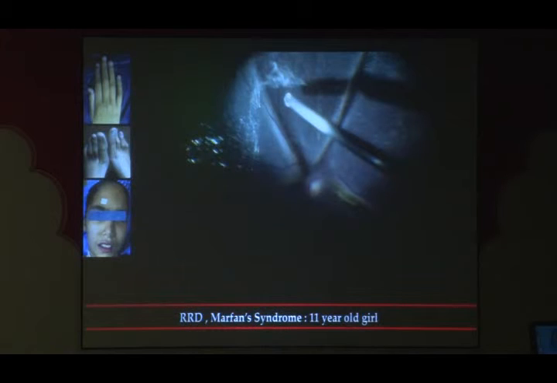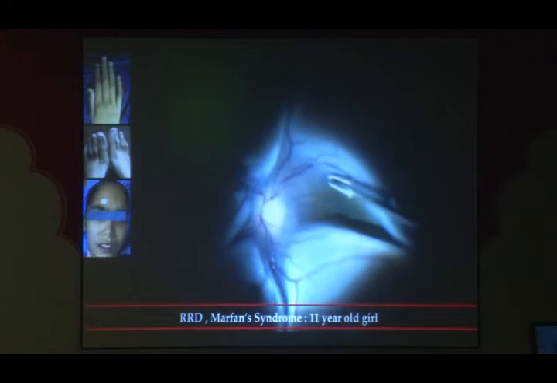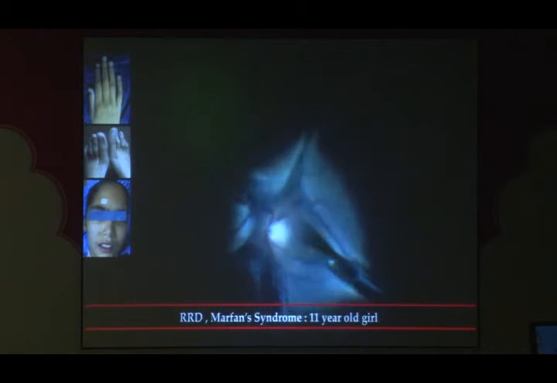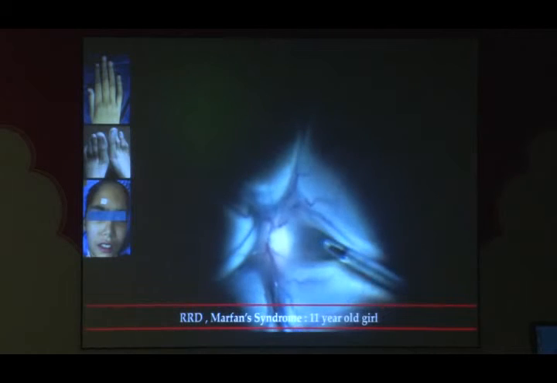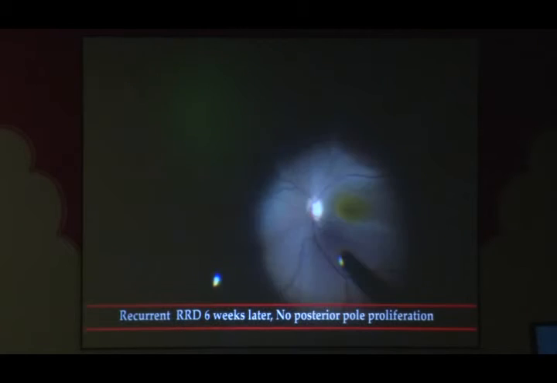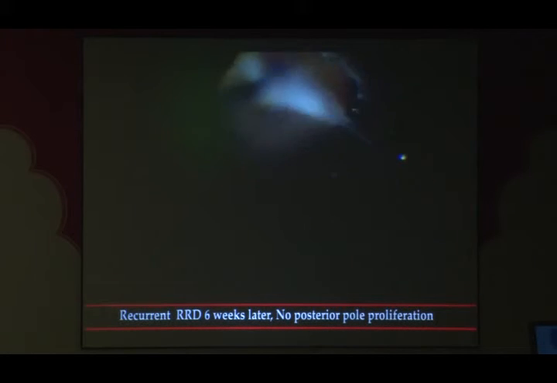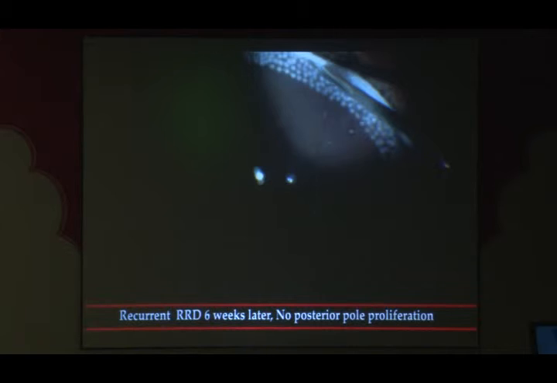And this is the picture at the time of silicon oil removal. A case of Marfan syndrome, the technique was the same, removing the internal limiting membrane, but this patient developed recurrence, but the posterior pole was free of any proliferation, and there was an inferior recurrence. I made a retinotomy to relieve the traction, and then laser was applied.